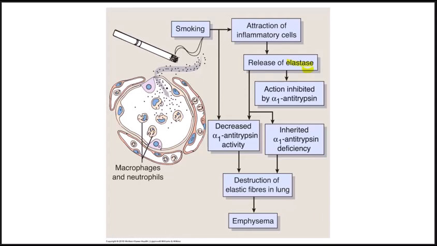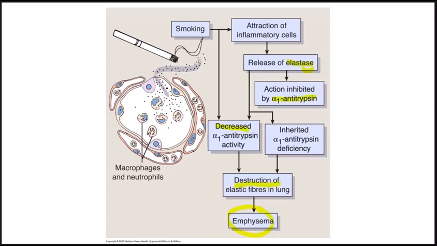Now, under normal circumstances, the actions of elastase are inhibited by alpha-1 antitrypsin. So what is this substance? This is a protein. It's found normally in the lungs, and it helps protect the lungs against damage that would be caused by inflammation. But smoking is going to reduce its activity, which leads to destruction of lung tissue, leading to emphysema.